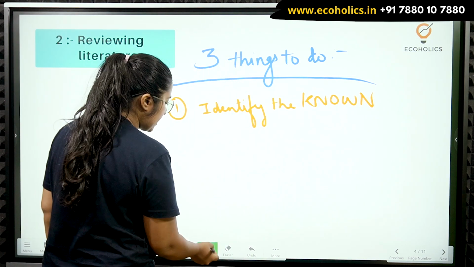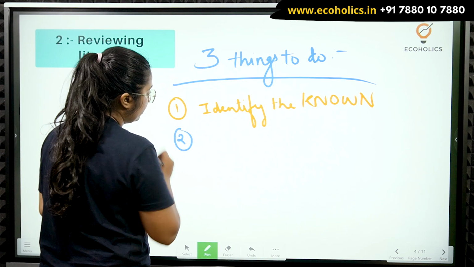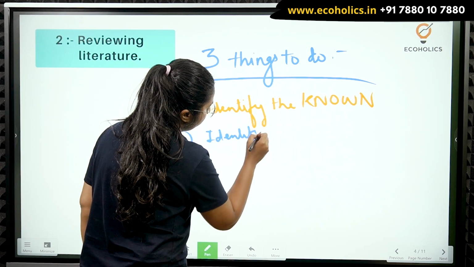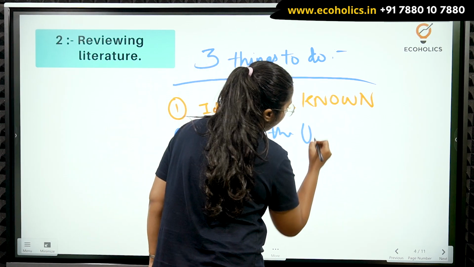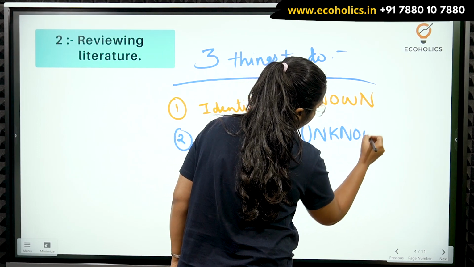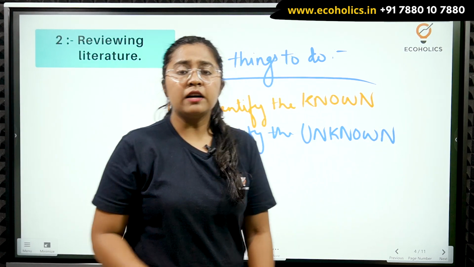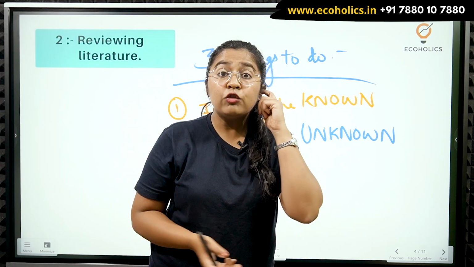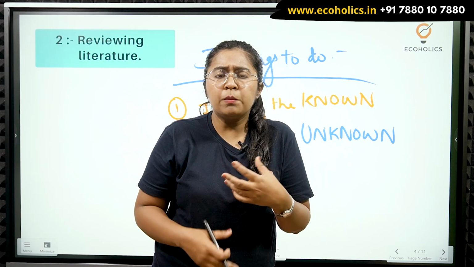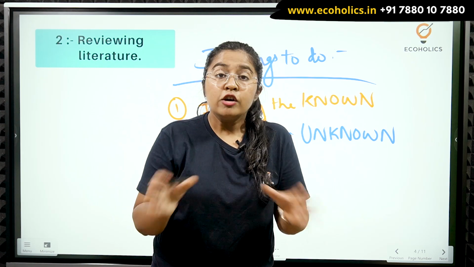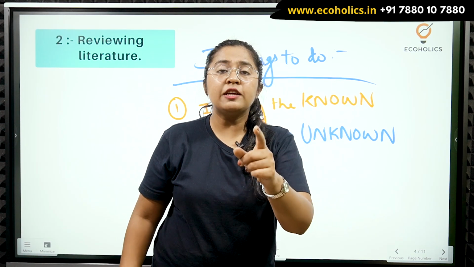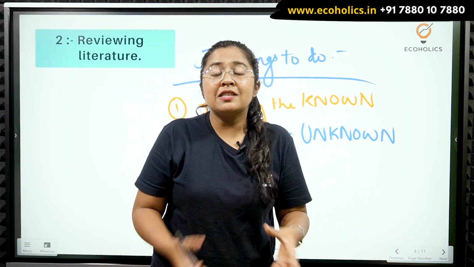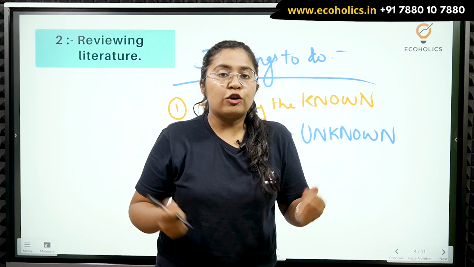Then the next task is to identify the unknown. By unknown, we mean that many things, whatever you're researching about, there would be many things that you would not know about. There would be many things which are very alien to you or which you might not be making any sense of. So those unknown parameters also need to be reviewed and gone through once through all of this literature that is available at your disposal.